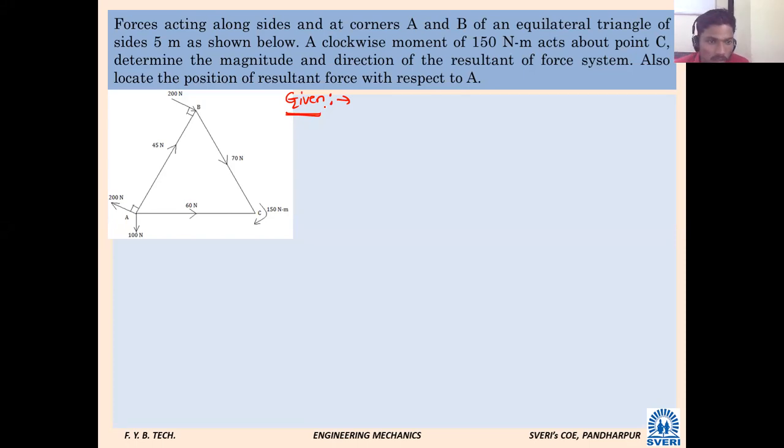So how many forces are there meanwhile? Number of forces, how many are there? 2, 3, 3 plus 3, 6. 7? 6 forces and 1 moment. 6 forces and 1 moment.